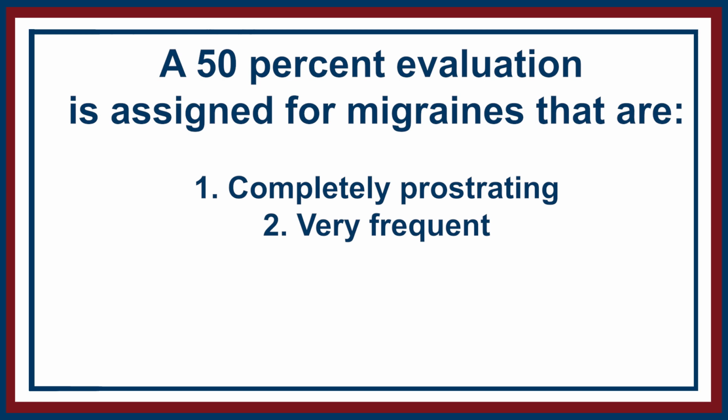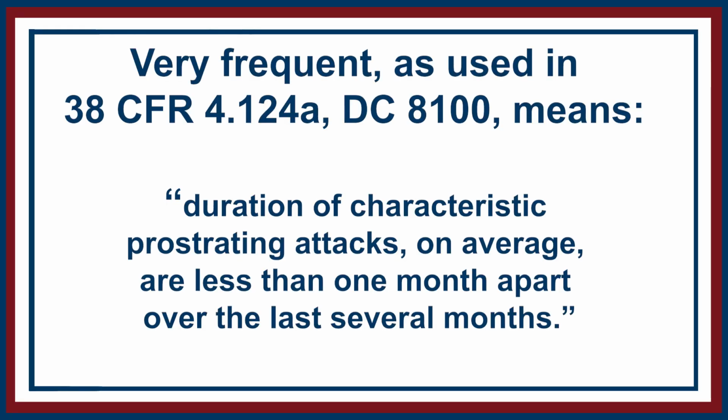So the second element is they have to be very frequent. Of course, VA law doesn't define what very frequent means either, but the M21 does give us some guidance. The M21 says very frequent is defined as having a prostrating attack on average less than 1 month apart over the last several months. In English, you're having at least 2 prostrating migraines a month over the last several months.